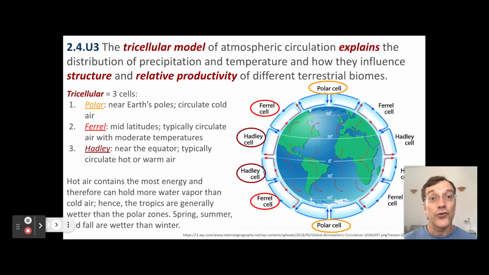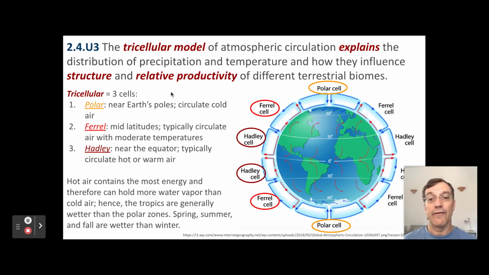The tricellular model of Earth's atmosphere explains how biomes are distributed among the three main climate zones of tropical, temperate, and polar. Right? It's called tricellular because it means there are three main cells. You should memorize these. The first is the polar cells, which, as you might guess, because they're located at the poles, circulate very cold air. Cold air doesn't have a lot of kinetic energy. It cannot hold a whole lot of moisture, so it tends to be very dry air.